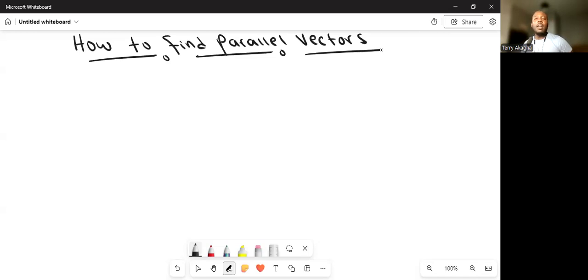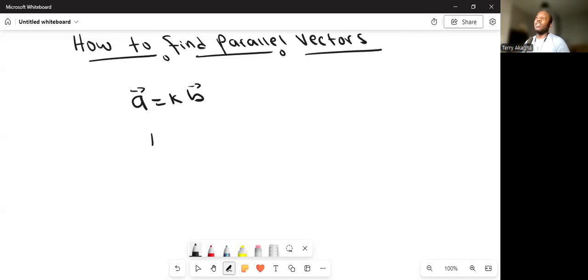So the first thing is that two vectors, like we said in the previous video, when we have two vectors A and B, they are said to be parallel if one of the vectors is a scalar multiple of the other. So that means you have things like A is equal to KB, okay? So if we have two vectors, A and B, they are parallel if they have a multiple here, K.